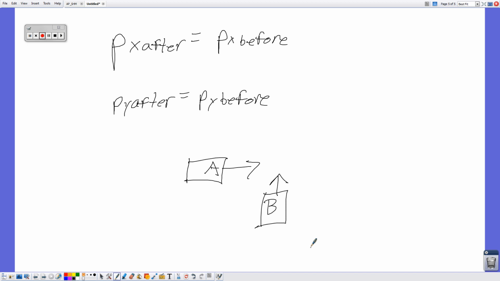Here's the picture before the crash. Ask yourself, does this car have X momentum? Does this car have X momentum? So the total X momentum is going to be the X momentum here plus the X momentum here. Next question. Does this car have Y momentum? Does this car have Y momentum? The total Y momentum must be equal to this Y momentum plus this Y momentum.